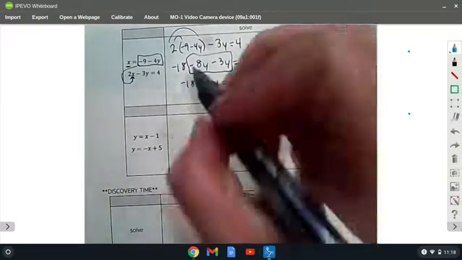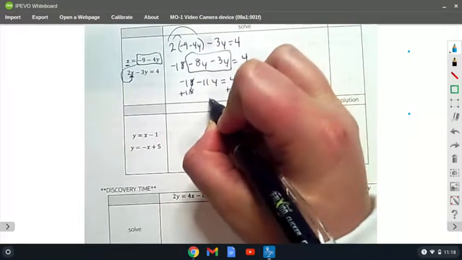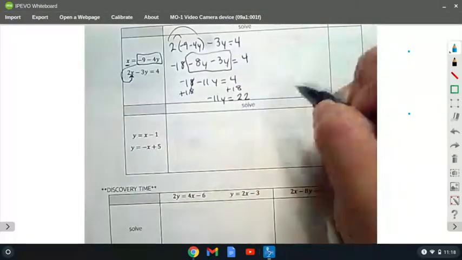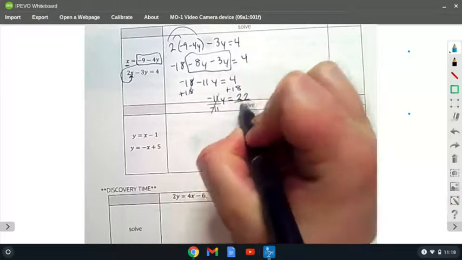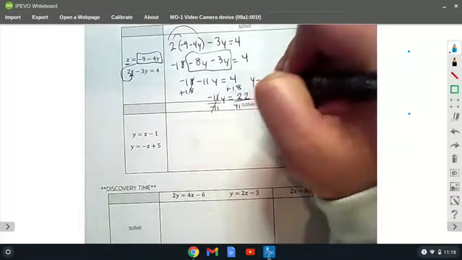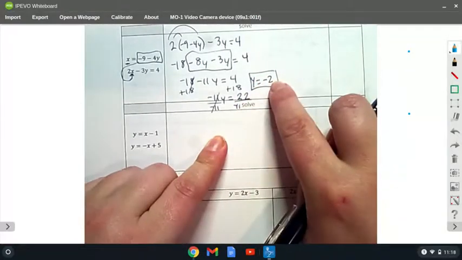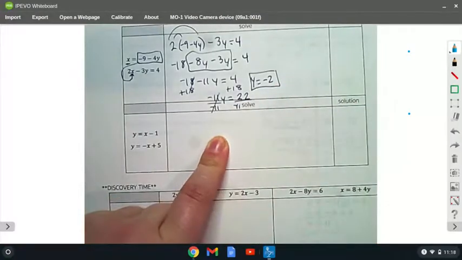Now I want to get y by itself here, so I'm going to add this 18 to both sides. I have negative 11y equals positive 22. So now my last step to solve for y is to divide by negative 11, and I get that y equals negative 2. Because 22 divided by 11 is 2, and a positive over a negative is a negative.